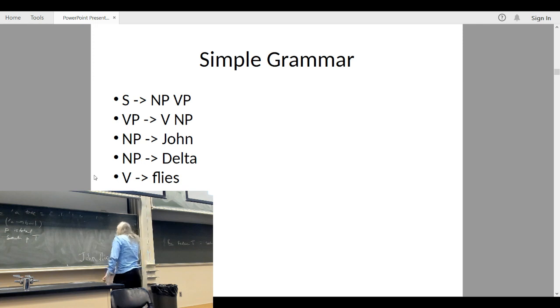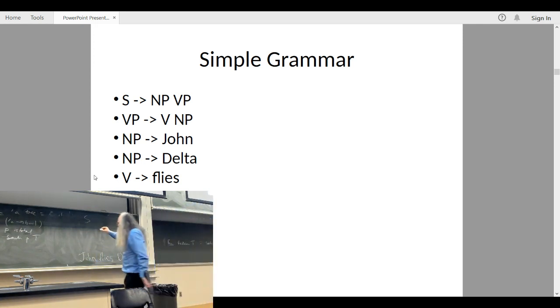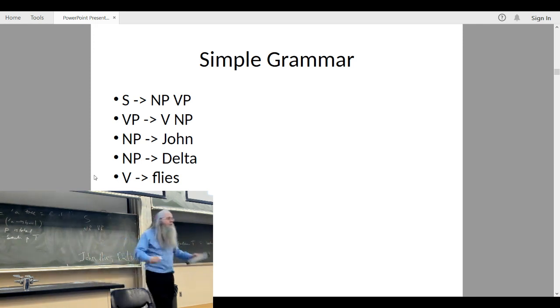So I'm going to do top down first, okay? And so for top down, I'm going to start with S, okay? And given the rules that I have, S can expand to NP VP. So NP VP. I can replace the S with the NP VP. That's what the rule means. Okay, there's no tricks going on here.